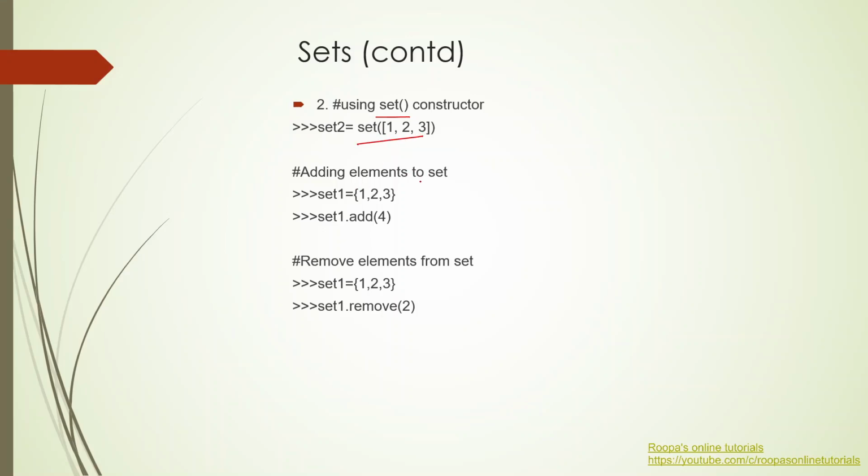Adding elements to the set. If you want to add more elements to the set, you will have to say set 1 is equal to 1, 2 and 3, like this. If you want to add more elements, you will say set 1 dot add, and then you will add 4. Now I'll just give you a question here. Can I add more elements with this function? Add is a function here. Okay, it's a method here. So can I add more elements? I'll tell you towards the end of the slides. Similarly, if you want to remove some element from the set, you can remove the element.